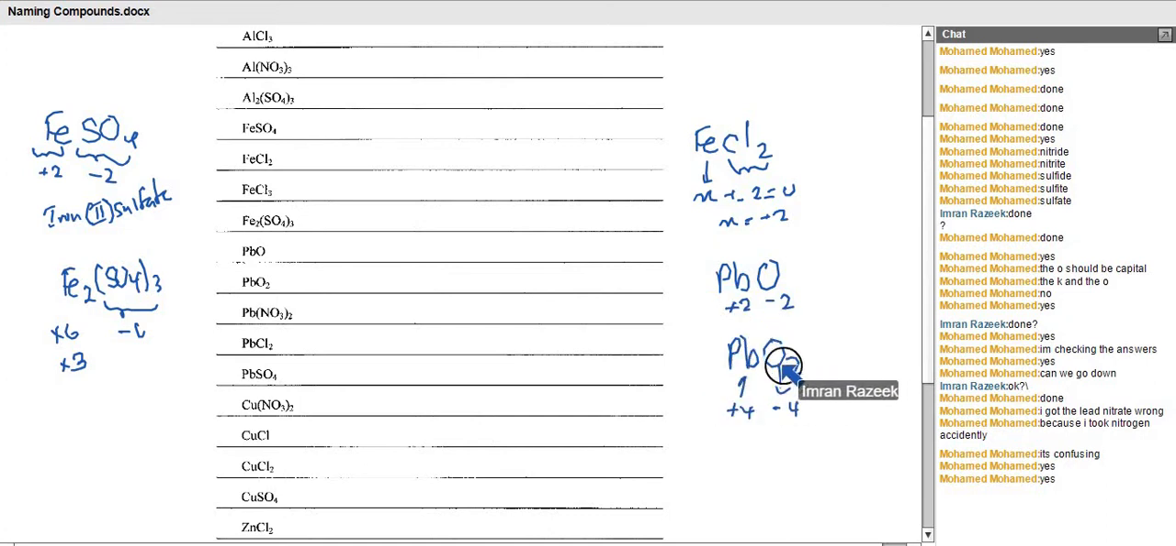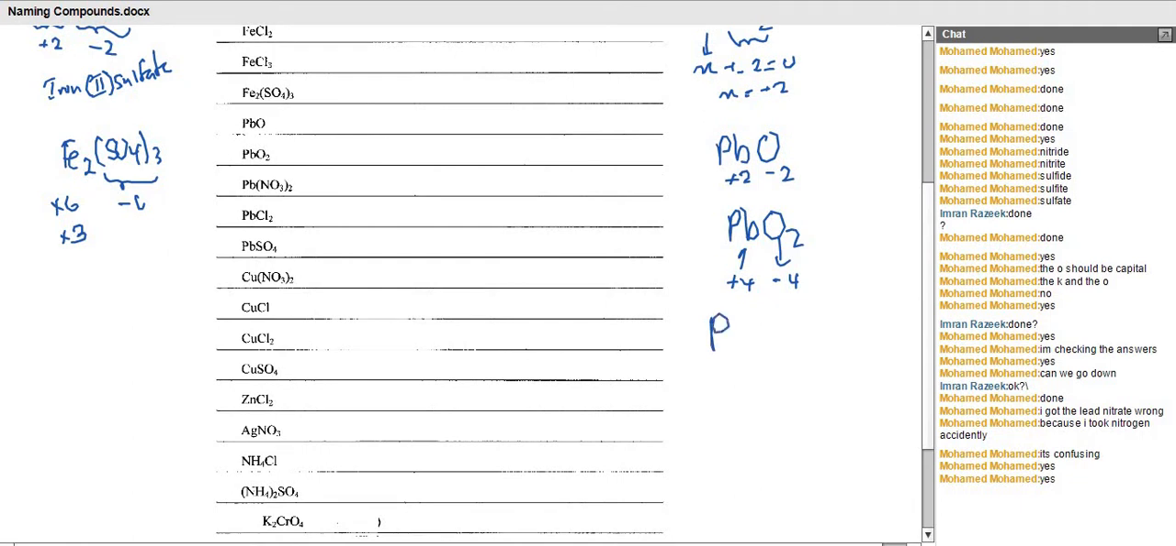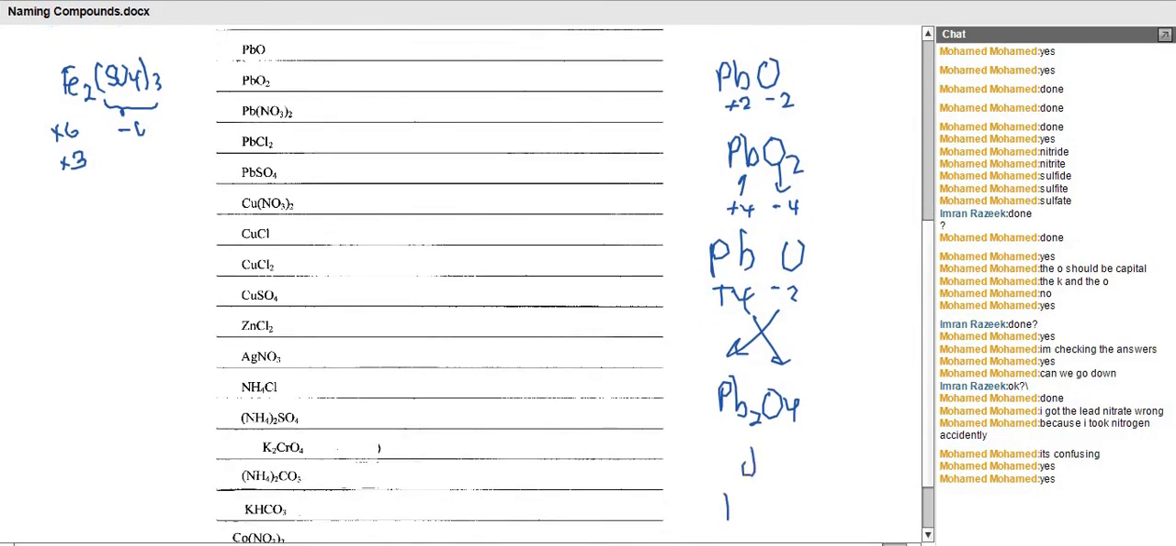In this one, oxygen is minus 2, but there are 2 oxygens. So minus 2 times 2 is what? Minus 4. So lead has to be plus 4. Plus 4 and minus 4 is 0. Now see, this is lead(IV) oxide. So lead plus 4, oxygen minus 2. When you cross the valences, Pb2O4. When you simplify, you get PbO2. Right? So this is lead(IV) oxide. Is that clear?